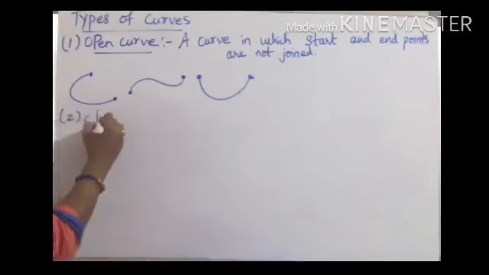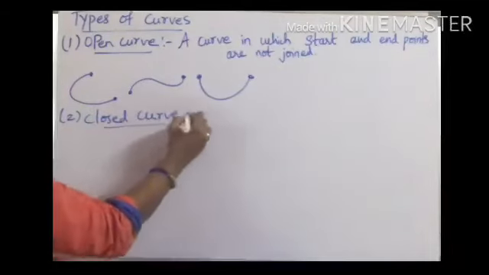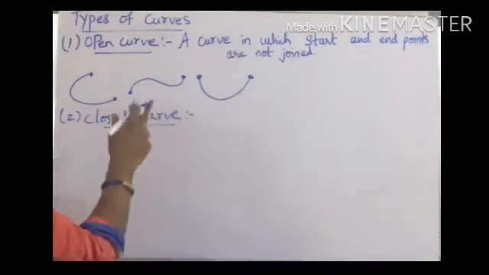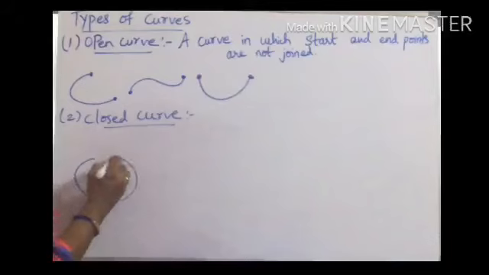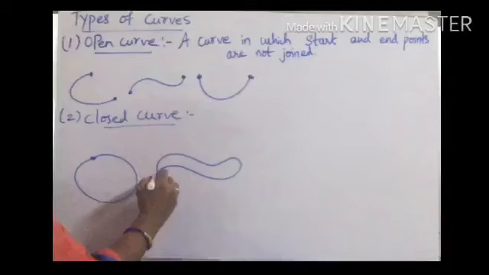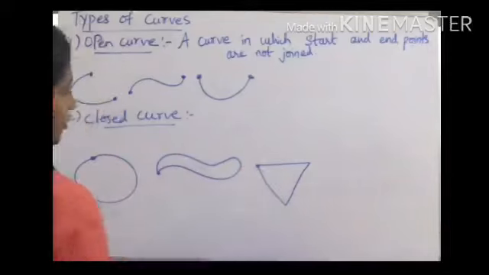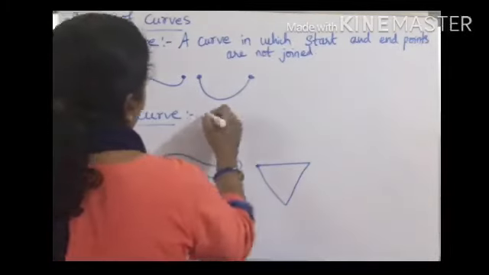Coming to the next, opposite to that is what? Closed curve. And you can easily write the definition of a closed curve as a curve in which start and end points are joined. If you see the figure, this is the start and end points are joined, right? So if I take like this, joined. Next, this is start and end points are joined. So these all are closed curves, right?